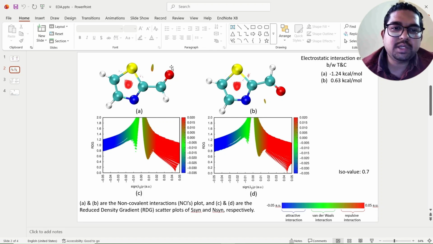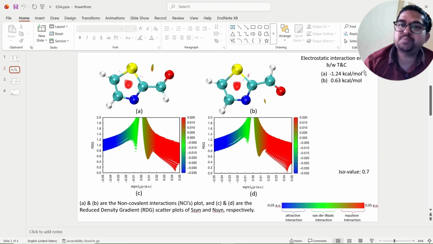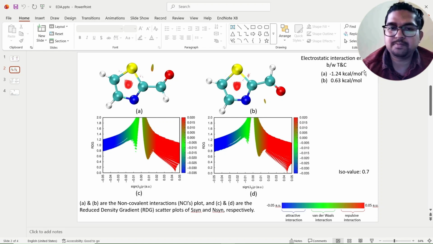Then I have calculated the electrostatic energy between this carbonyl group and this 5-member ring. For isomer A it was -1.24, and for B it was -0.63. So the lower the electrostatic interaction energy, the higher the stability. So this was confirmed through this electrostatic energy calculation. I have just performed the electrostatic energy calculation.